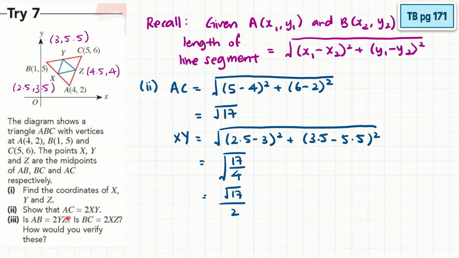So now that we have found the value of AC as well as the value of XY, we want to show that AC equals 2XY. AC being equal to square root 17 is actually 2 times square root 17 over 2, which we can see over here. Therefore, since square root 17 over 2 is none other than XY, we can now say that AC equals 2XY. So this will be how we go about showing our answer for part 2.